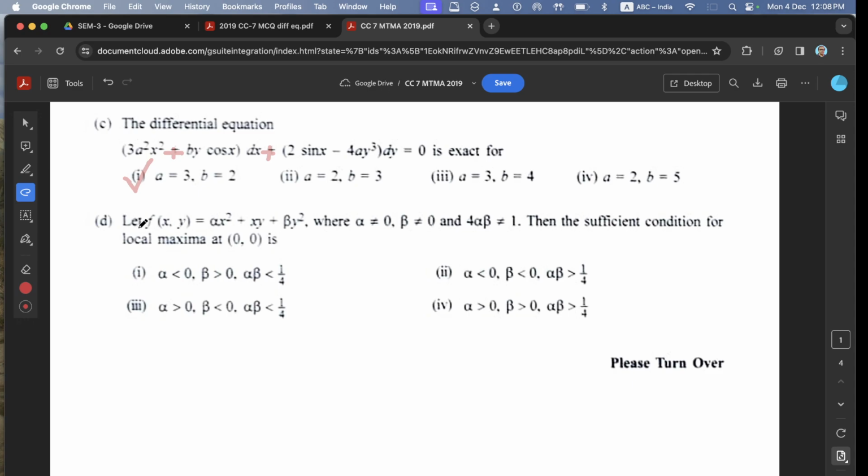Question D. Let f(x, y) equal to alpha x square plus xy plus beta y square, for alpha not equal to 0, beta not equal to 0, alpha beta not equal to 1 by 4. Then the sufficient condition for the local maxima at 0, 0 is what?